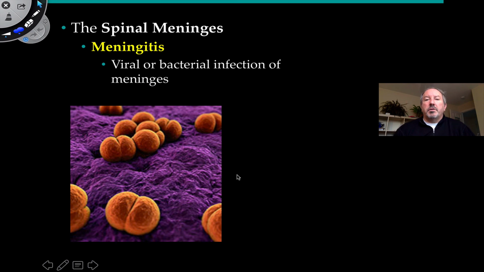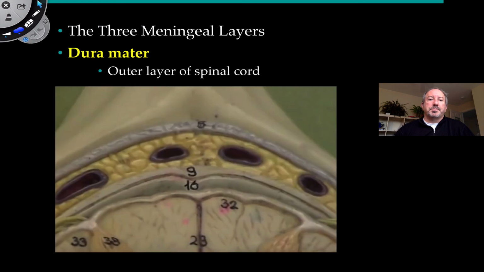Okay, now those meninges are fairly famous because at times people will have infections of those meninges known as meningitis. Meningitis can be caused either by bacterial, which is more severe, and sometimes viral meningitis as well. And it can be fatal if not taken care of. And these are some bacteria that will cause meningitis or infections of the meninges.